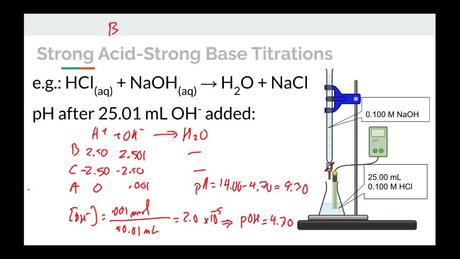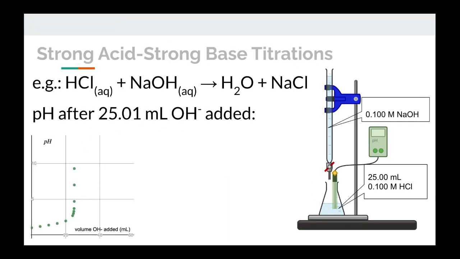Strategy here was we used the BCA chart, and we used that to figure out the number of moles of OH minus that were present, and then we used that with the new volume to figure out the concentration of OH minus, and then we used that to figure out the pOH, and then we used that to figure out the pH by subtracting from 14. We can continue to do that now as we add additional base from the burette, because it continues to be a strong base, it's just getting stronger.